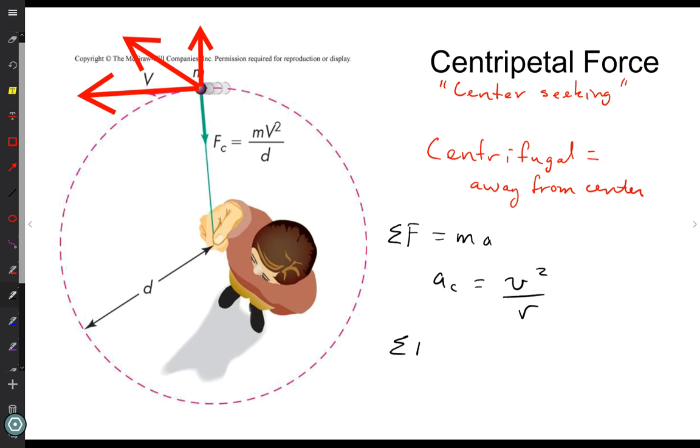So the sum of the forces toward the center must be equal to mass times acceleration toward the center. And we call this the centripetal force. So the mass times the acceleration toward the center is what we call the centripetal force, and it has to be the mass of the object going in a circle times v squared over r.